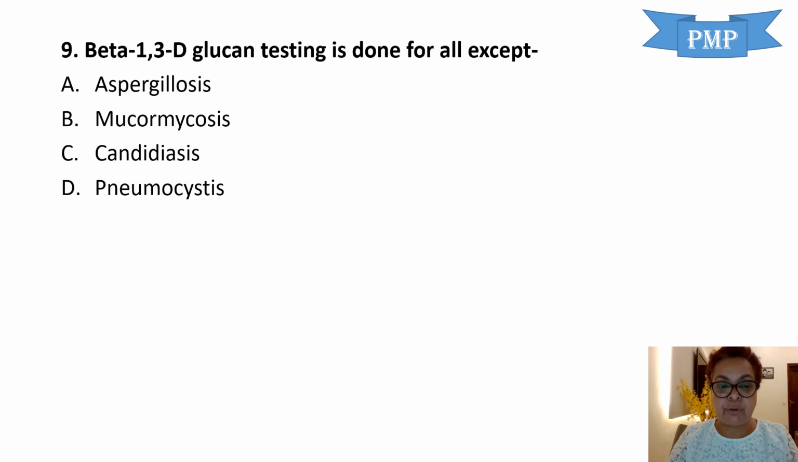The answer to this question will be mucormycosis. Now beta-1,3-D-glucan is a carbohydrate present in the cell wall of most fungi except Mucorales, that is Rhizopus, Mucor, Lichtheimia, Cunninghamella, etc. They don't have this carbohydrate, beta-1,3-D-glucan. So obviously the answer to this question is mucormycosis. This antigen will not be detectable in the blood of the patient in case of mucormycosis.